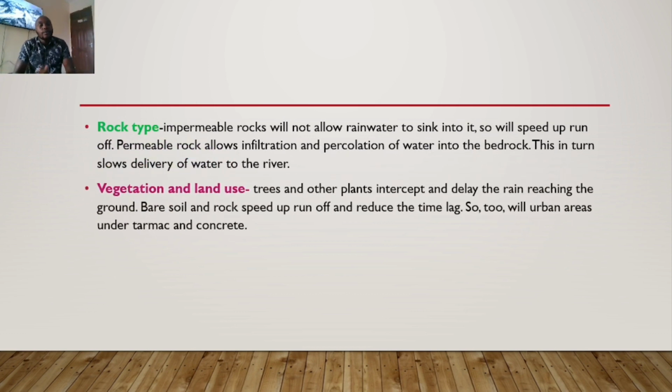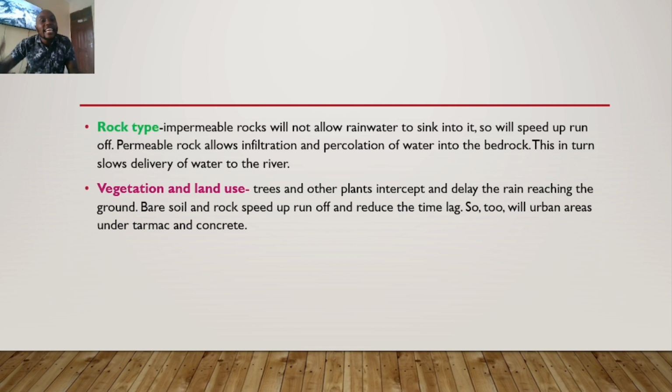In dealing with the drainage basins, we talked about vegetation intercepting water from reaching the ground. When you have vegetation, the stems and the leaves can intercept that water from reaching the soil. So trees and other plants intercept and delay the rain reaching the ground. When you have trees, we delay that rainwater from reaching the ground because it will be intercepting, preventing that water from falling to the ground.